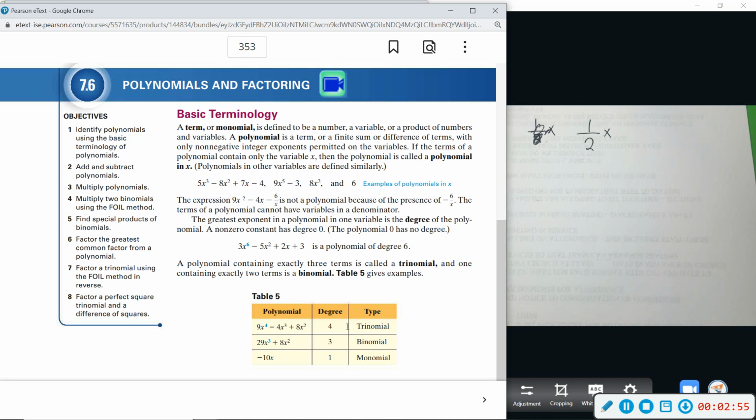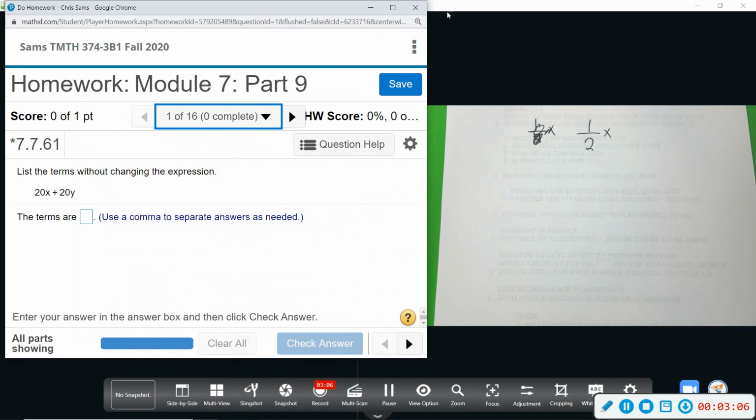And they show you a few examples. But that's pretty much what you need to know about terms. If we get into the degree, I'll come back over that. But I think we're just going to be looking at terms.